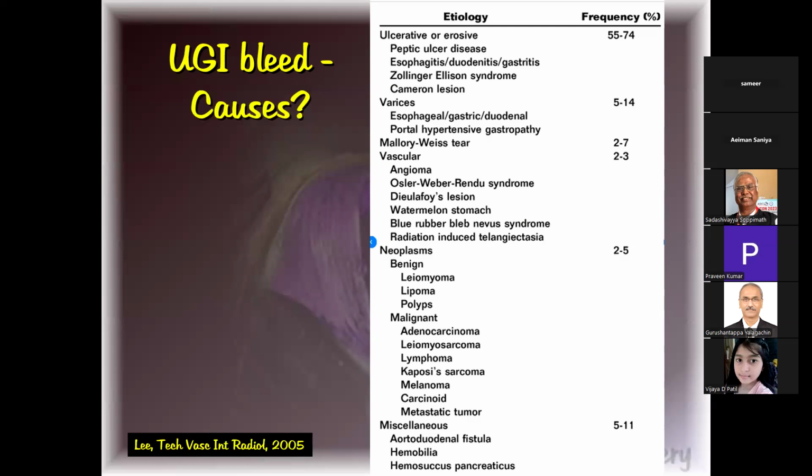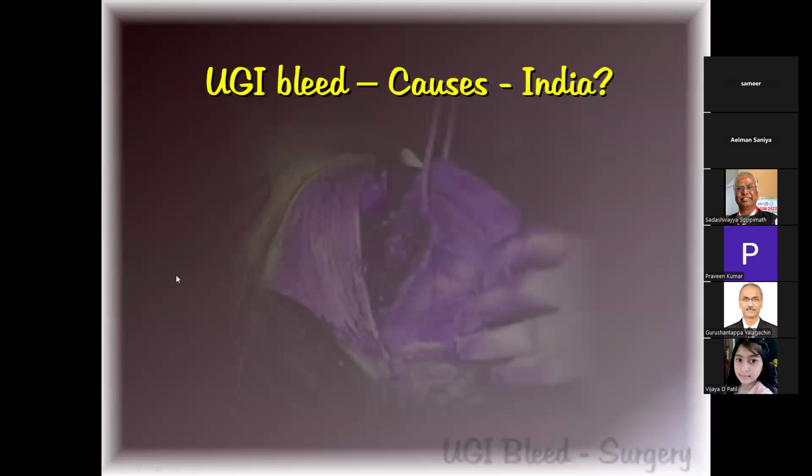I, in fact, mentioned it, like Dieulafoy. Dieulafoy can occur everywhere. Neoplasms, you may think it's very common, but it's only 2 to 5% presenting with upper GI bleed. And very rare things like hemobilia and hemosuccus pancreaticus can occur in about 10%. They come under the miscellaneous category. Do you think there is any difference between a world average and an Indian average?